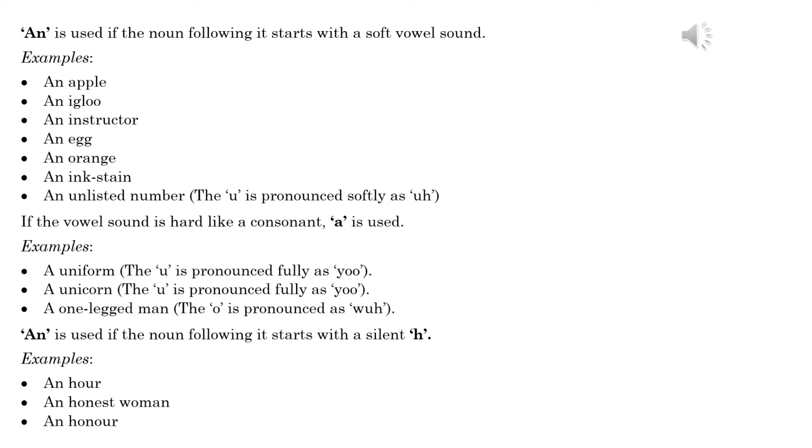If the vowel sound is hard like a consonant, a is used. Examples: a uniform. The U is pronounced fully as U. A unicorn. The U is pronounced fully as U. A one-legged man. The O is pronounced as wa.